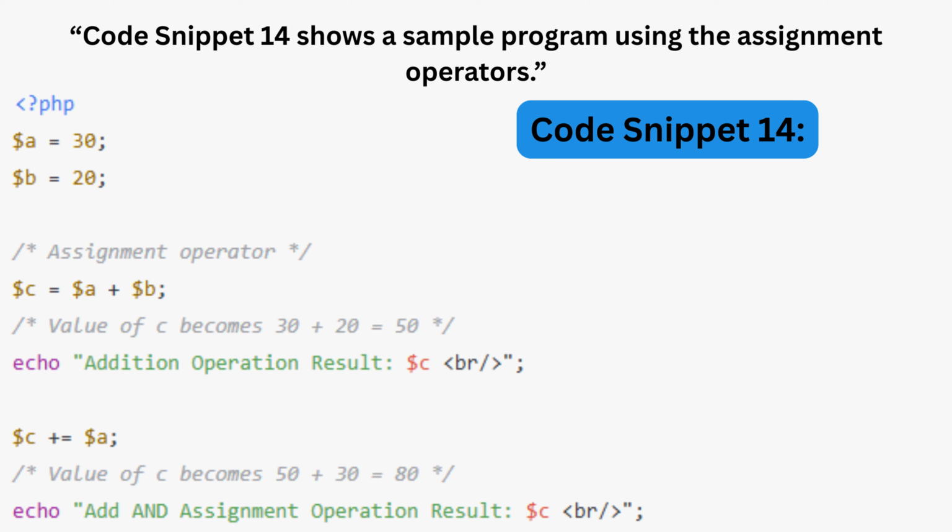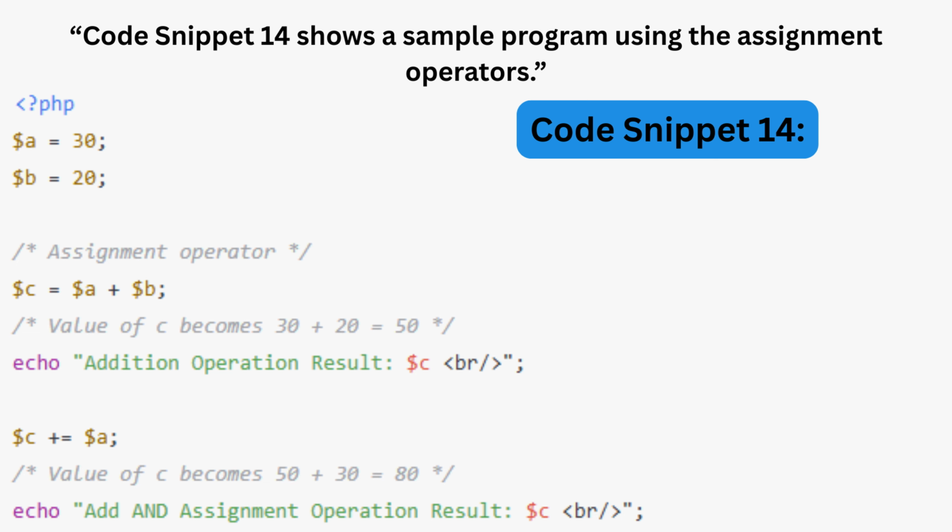Now that we have our two numbers, we use them to perform a calculation. The line C = A + B tells PHP to add the values of A and B together. Since A contains 30 and B contains 20, the sum is 50. PHP evaluates the expression on the right-hand side, then stores the final result into the variable C. In other words, C now holds the value 50. Immediately after that, the script prints this value to the screen, allowing us to see the output of the addition operation. So far, this is the basic form of assignment.